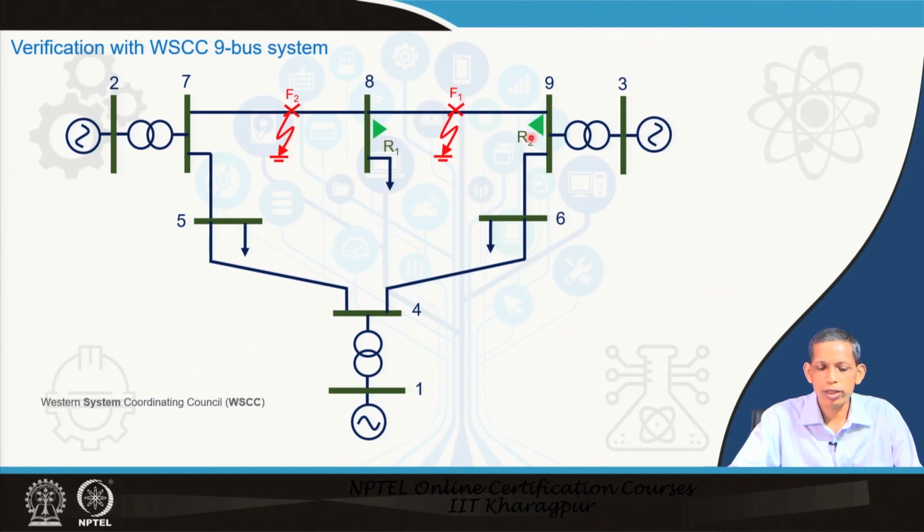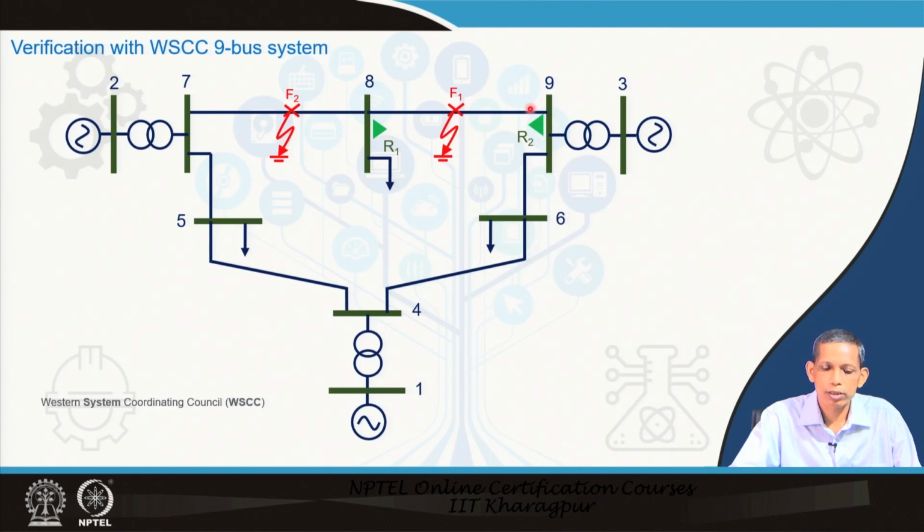These two relays take care of this line, and how do they see this fault? F1 fault which is internal to this line, and F2 fault which is external to line 8, 9. So, how do they see? As we understood, for R1 this F1 fault is a forward fault, and for R2 the F1 fault is a forward fault.